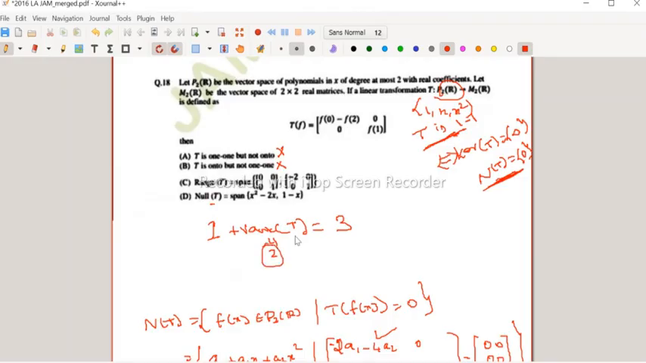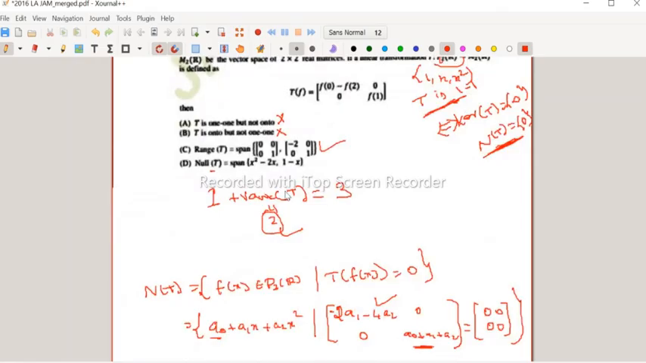Therefore rank should be 2, means what? The range space spanned by two matrices. Yes, the dimension is 2. Rank is 2, therefore the range contains only matrices spanned by two matrices. Now we can take this one. So we can easily show that I think these two matrices span the entire space.